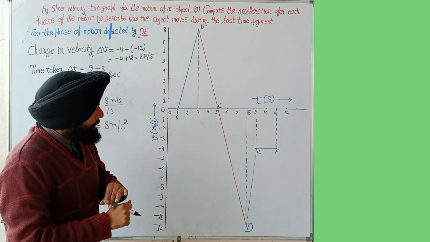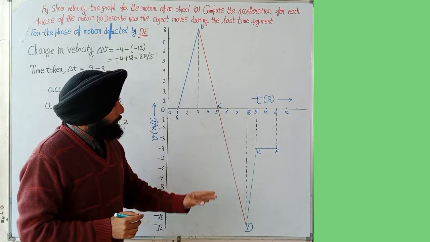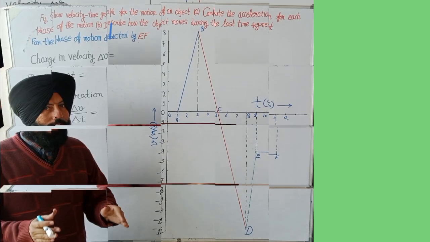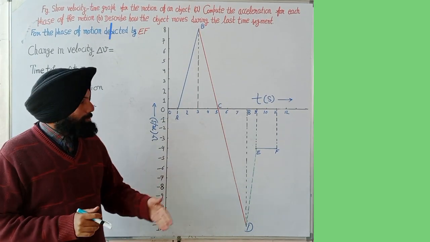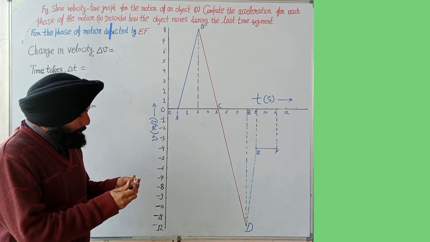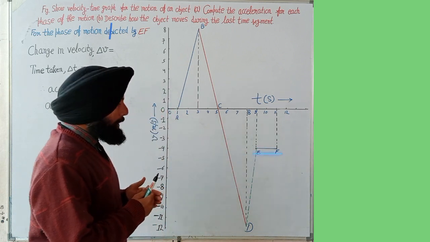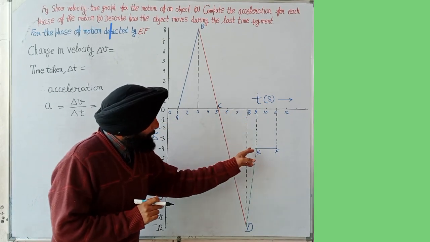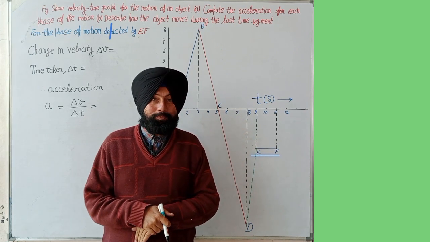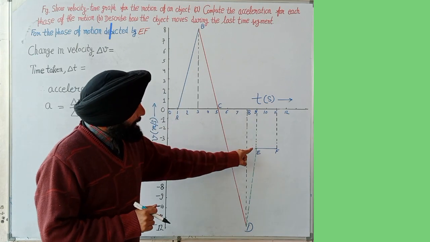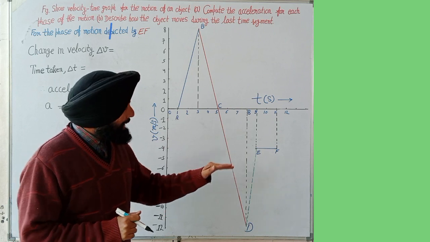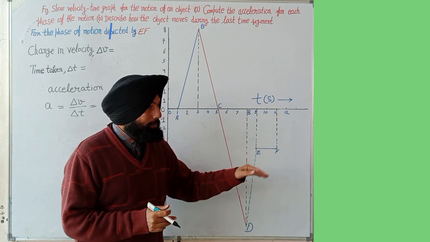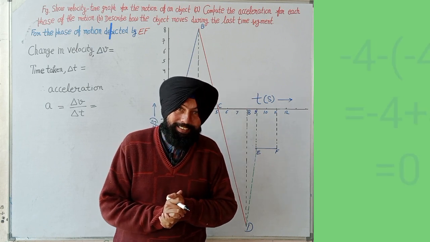Now, in the last step, we will discuss the acceleration for the last segment, that is the phase E to F. So, students, in the last step of this numerical, from E to F we want to find the acceleration. Now, observe carefully from E to F. There is no change in the velocity. The velocity at point E is negative 4 meter per second, and this line is parallel to the x-axis. That means there is no change in velocity at point F. It is also negative 4 meter per second.